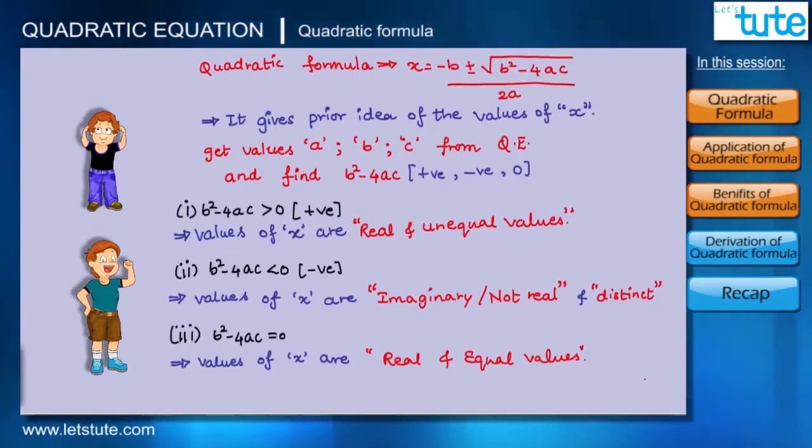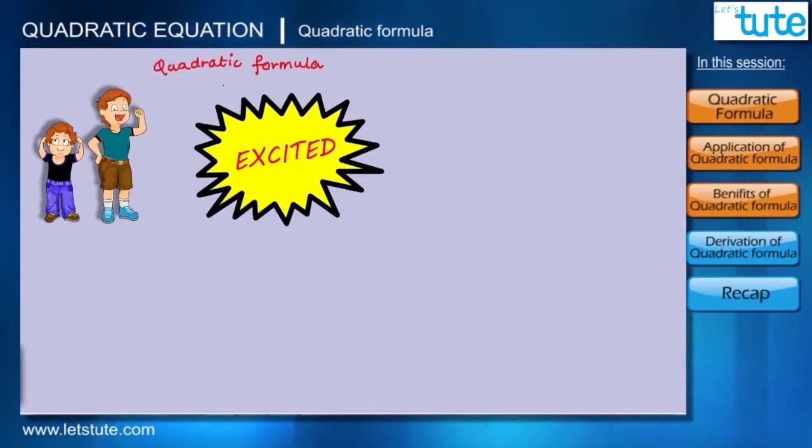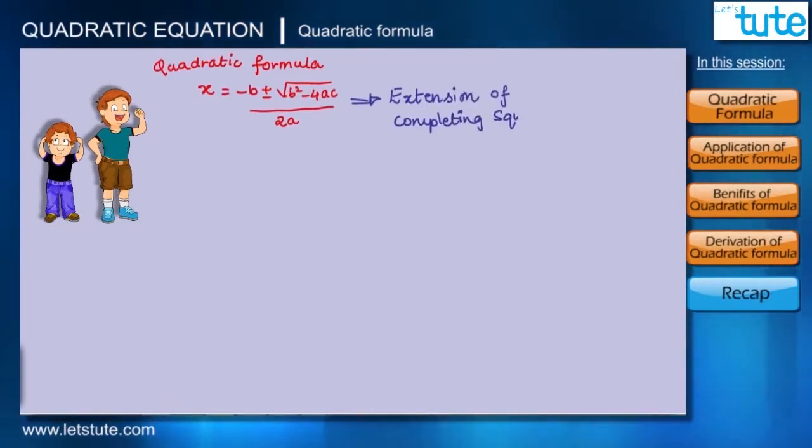And after hearing the benefits of this formula, these brothers got excited to know where did I get this formula. And even I was fine to explain them. Listen, it is an extension of completing square method of quadratic equation. As you know, the quadratic equation generally can be written as ax square plus bx plus c equal to 0.